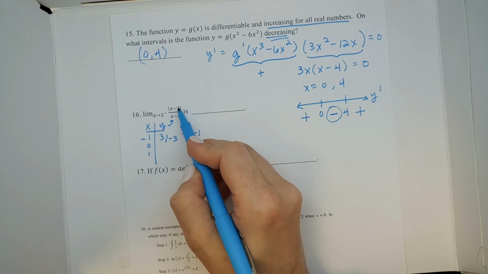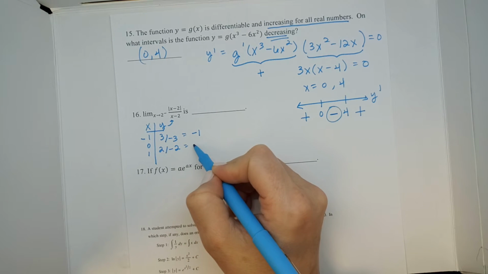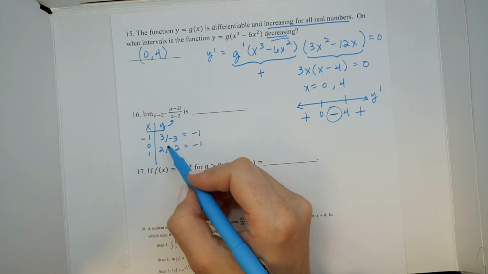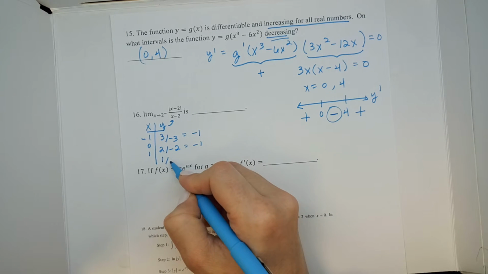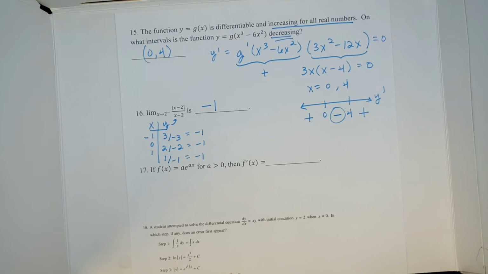0 minus 2 is negative 2. The absolute value is 2. 0 minus 2 is negative 2. The quotient is negative 1. 1 minus 2 is negative 1. The absolute value would be 1, divided by negative 1 is negative 1. So the limit is negative 1.